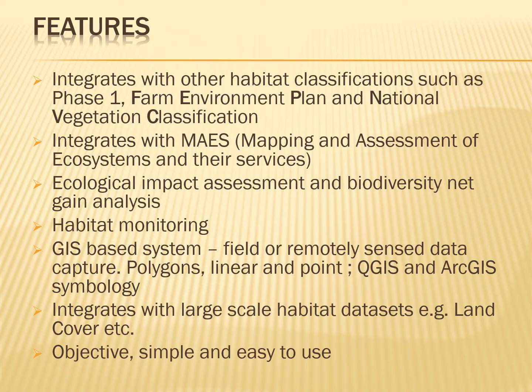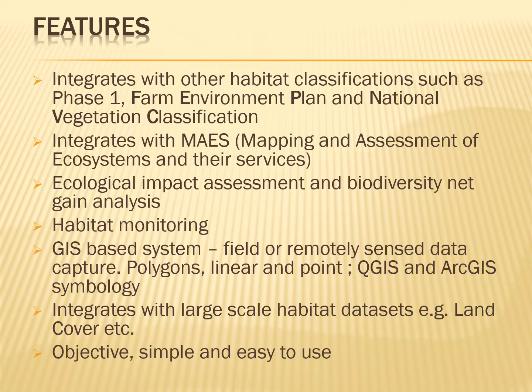The UK habitat classification system is designed to integrate with other habitat classification systems, including the Phase 1 Habitat Survey, the Farm Environment Plan, which is used for the application of farm environment stewardship schemes, and the National Vegetation Classification Scheme. It is also designed to be integrated with ecosystem services metrics, including, for example, carbon capture, soil condition assessment, and flood risk. Other applications of the UK habitat are for measuring and monitoring habitat change, and it is the standard classification scheme that is used for the biodiversity net gain calculation.